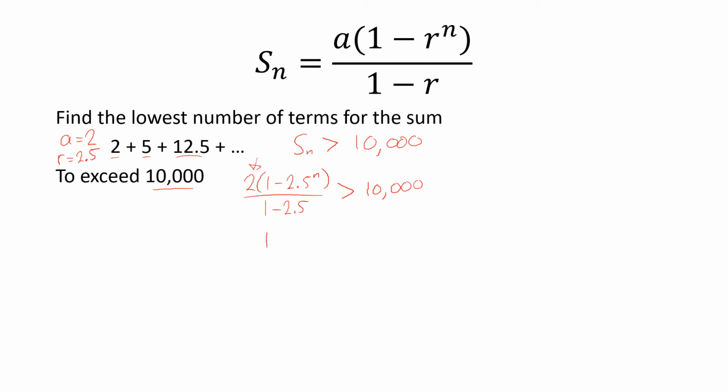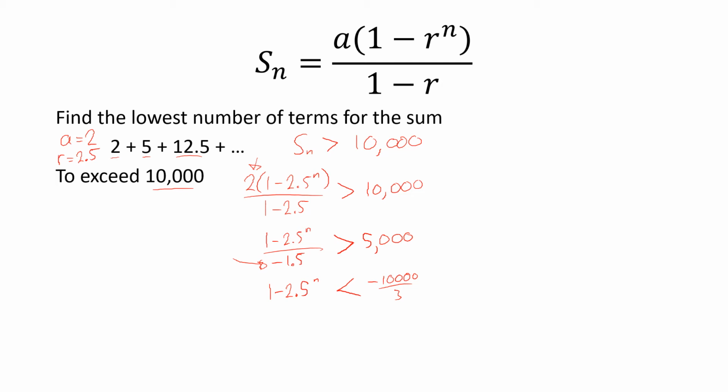So if I do that, I'll end up with 1 minus 2.5 to the n over, and let's actually work this out, 1 minus 2.5 is minus 1.5, and I don't think I need these brackets anymore. That's greater than 5,000. Then I'm probably going to divide by the minus 1.5, but remember, if you do that with an inequality, if you divide by a negative, you've got to flip the sign around. So we'll end up with 1 minus 2.5 to the n is less than minus 10,000 over 3, or about minus 3,300. What would you do with that then?